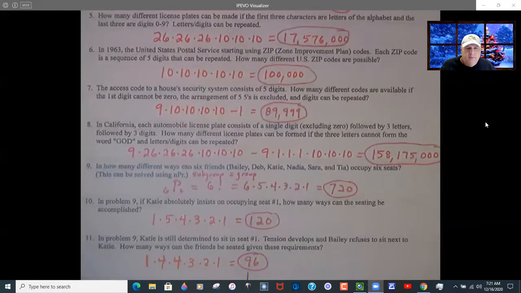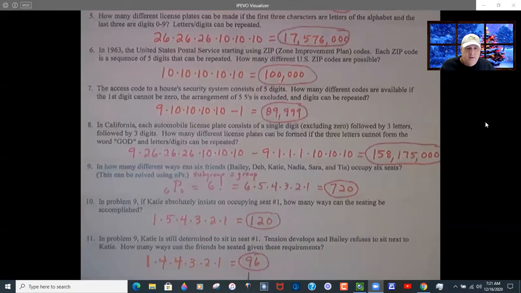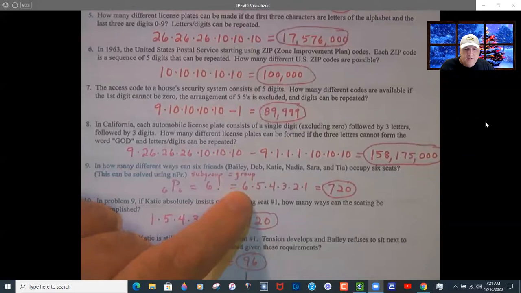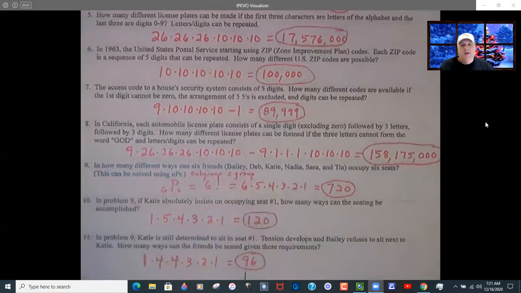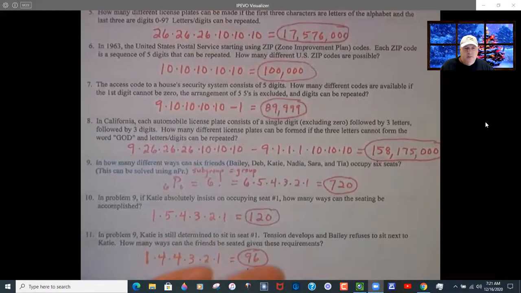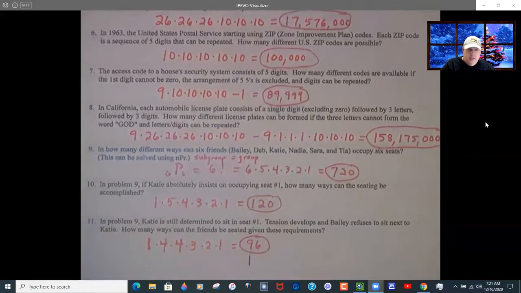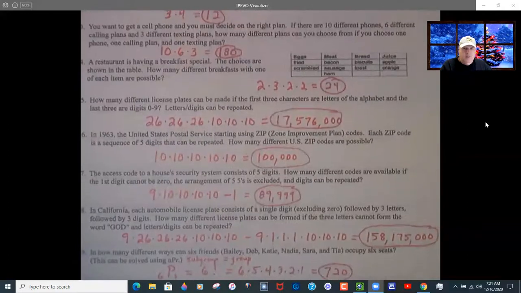And how many different ways can 6 friends occupy 6 seats? So 6 choices for the first seat, then 1 person sits down, 5 for the second, 4 for the third, 3. So in the case where you have all the same thing and you're using them up, this is called an nPr calculation or a factorial. And I'm not going to show you the nPr button. You can just use the factorial or do the 6 times 5 times 4 times 3 times 2 times 1. And so here are some variations on that problem, but this is a good assignment to do.